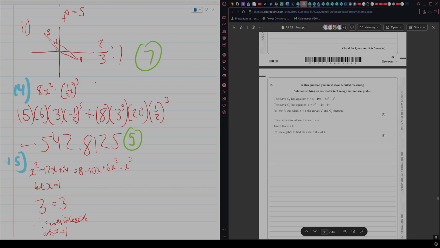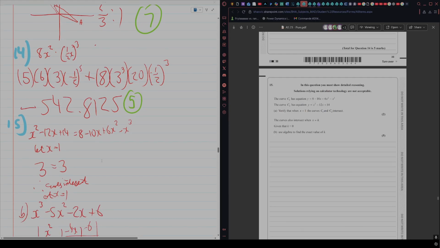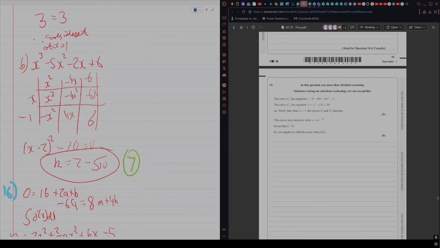Next question. Verify that x equals 1 when they intersect, which is one of the intersection points. You set them equal to each other, put x equals 1 in, and they equal the same thing. Next question, they also intersect at x equals k. And given that k is less than 0, use algebra to find the exact value of k.